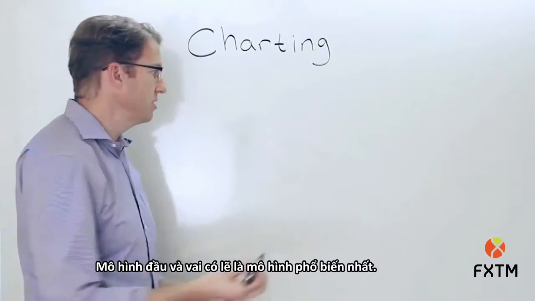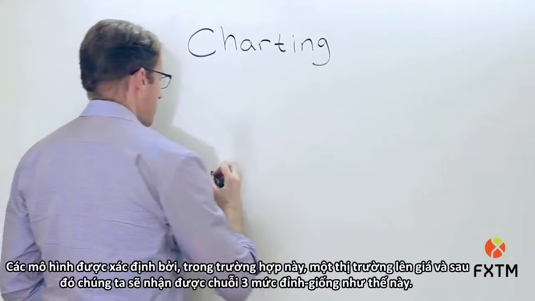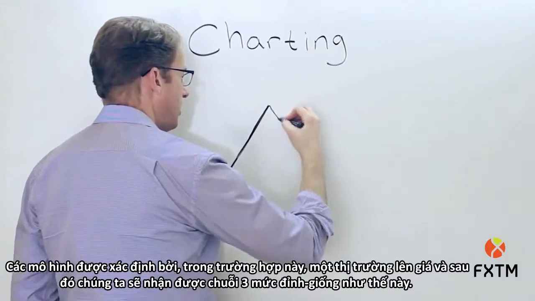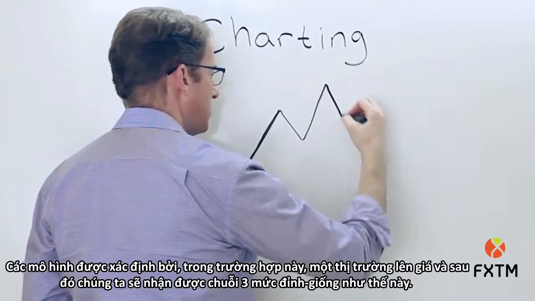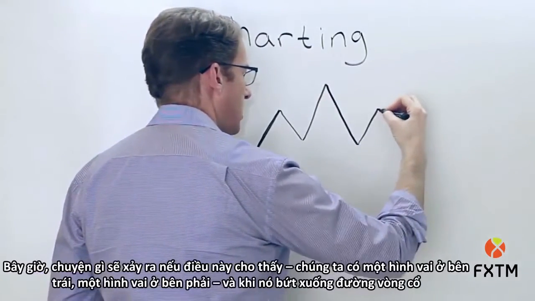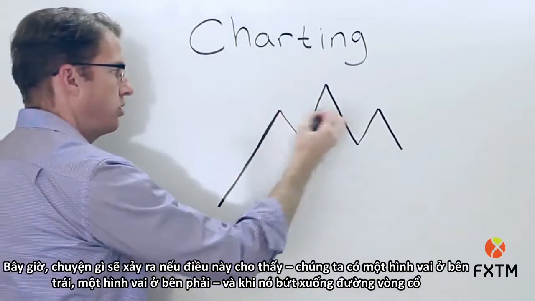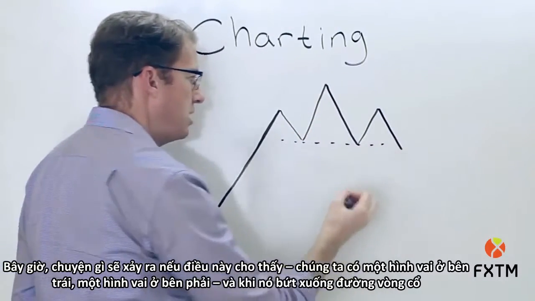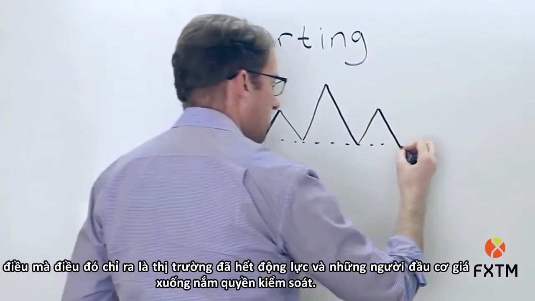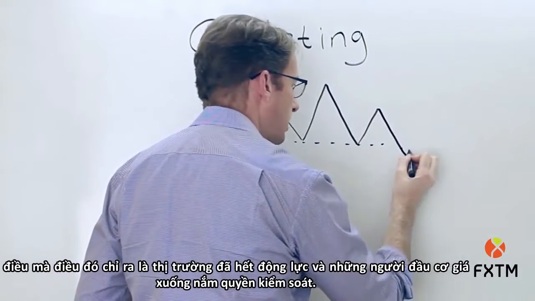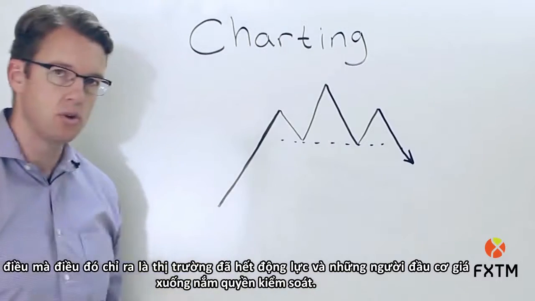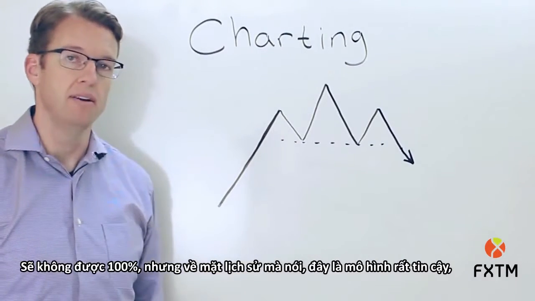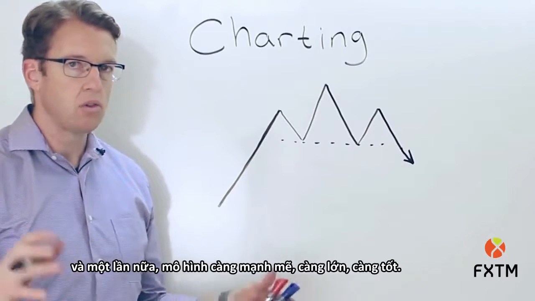The head and shoulders pattern is probably the most common. The pattern is identified by, in this case, a rising market, and then we get a series of 3 peaks. So just like this. We've got a shoulder on the left, a shoulder on the right, and a head here in the middle. And when it breaks below the neckline, what that's indicating is that the market has run out of steam and that bears are able to take control. Now, it's not going to be 100%, but historically speaking, this is a very reliable pattern. And again, the more dramatic, the larger, the better.